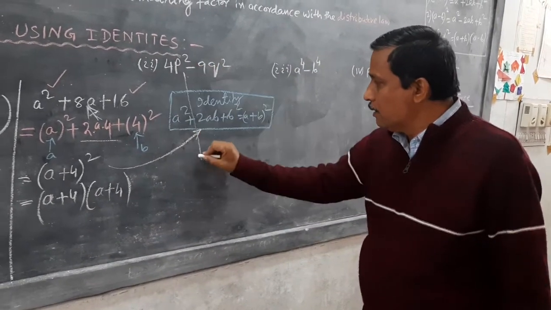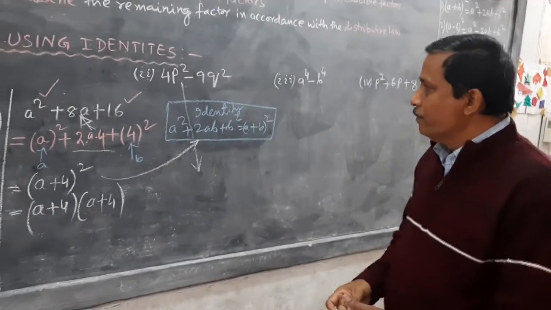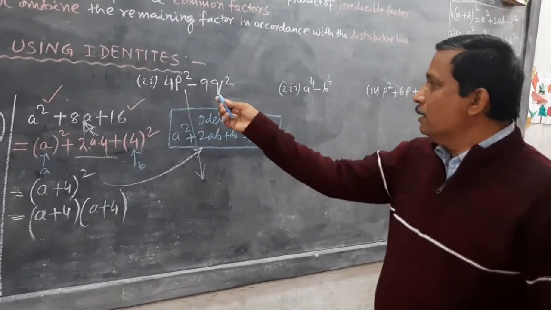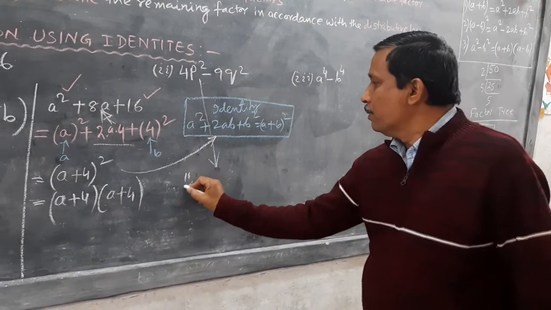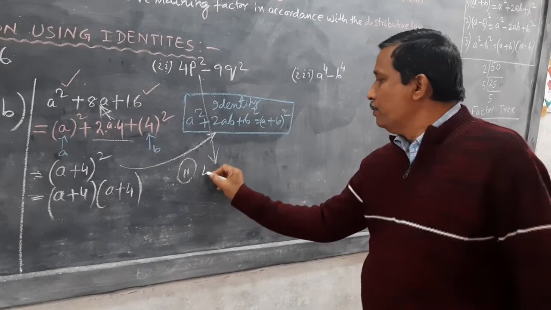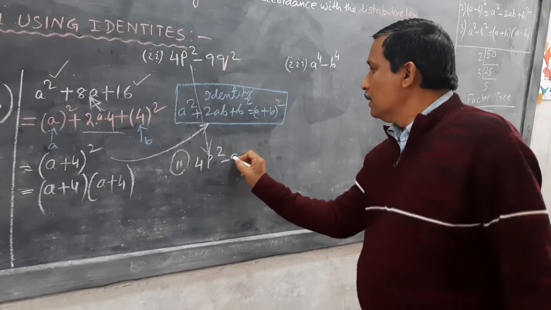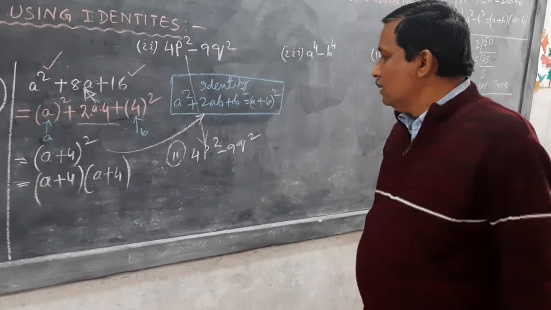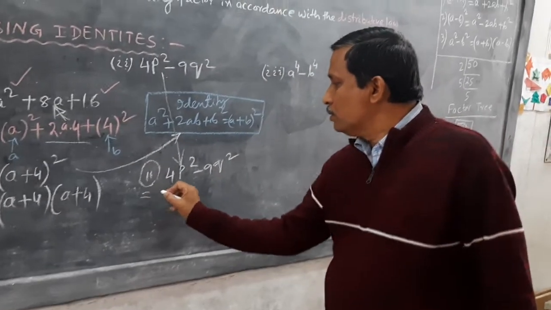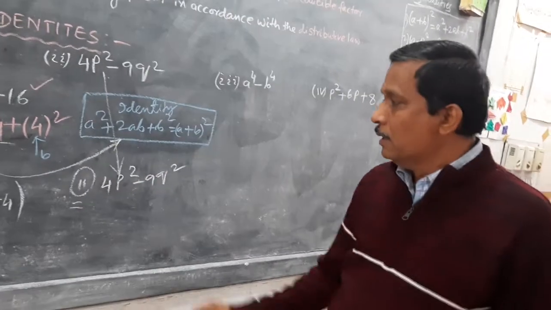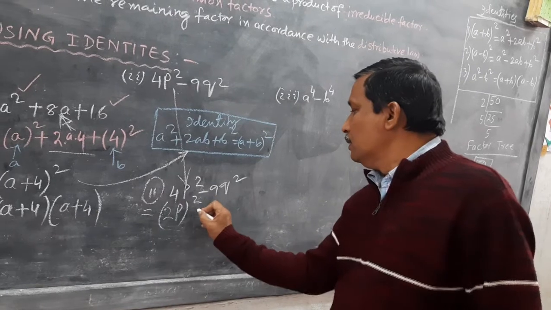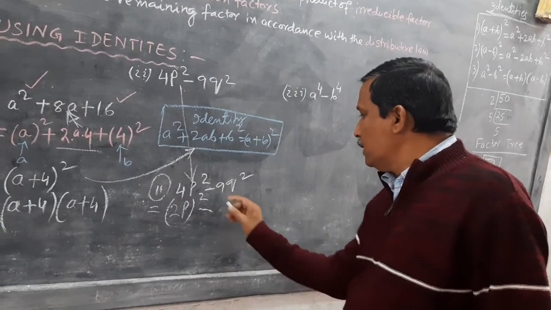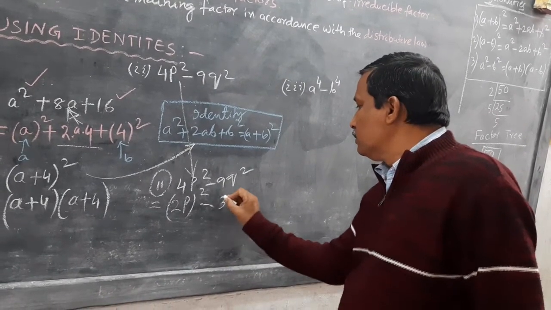Again, in this second term you see 4p square minus 9q square. Second problem: 4p square minus 9q square. You see whose square is the first term? The first term is (2p) whole square, then minus the second term, that is (3q) whole square.